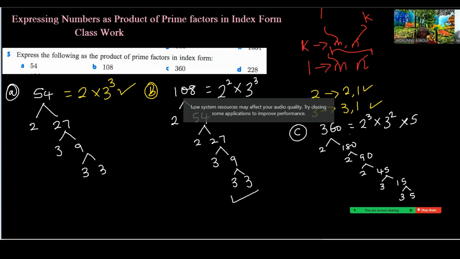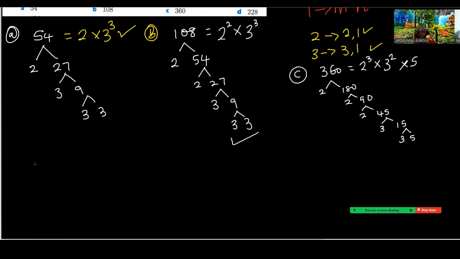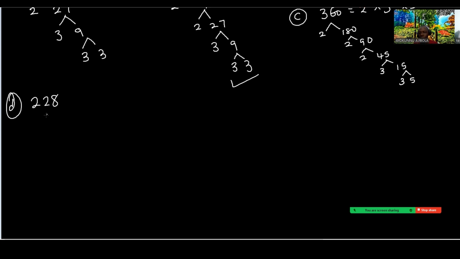Then the last one, which is option D, is 228. So looking at 228, let's say D, 228. We have to use the first prime number, 2. 2 in 2 is 1, 2 in 2 is 1, and 2 in 8 is 4. 2 can still go. So 2 in 114 is 57, and 2 in 4 is 2.